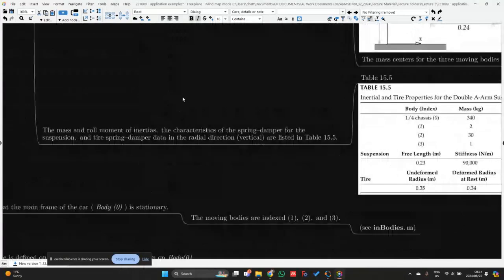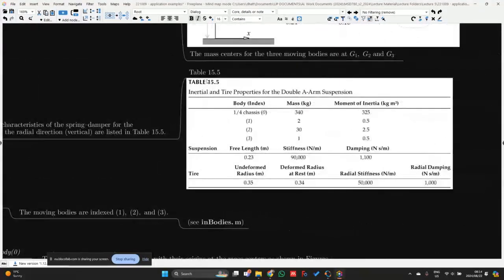Okay, then we also need some dynamic properties if we want to relate the dynamics to the actual kinematics of the system. For that, the mass and roll moment of inertias, the characteristics of the spring damper for the suspension, and the tire spring damper data in the radial direction are also listed in table 15.5 here. So body 0, which is a quarter of the chassis or the frame, has a 340 kilogram mass and 325 kilogram meter square moment of inertia. And then for bodies 1, 2, and 3, we have their mass and moment of inertia as well.